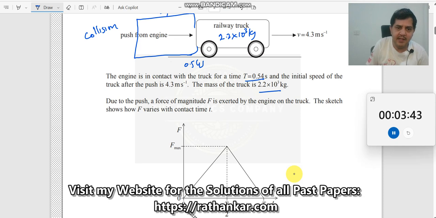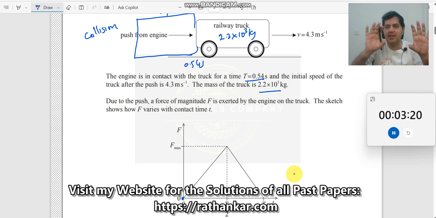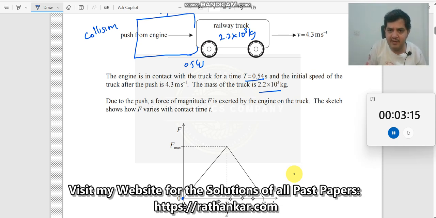Initially you see the force is 0, which means the engine was not in contact with the truck. The moment the engine got in contact with the truck, the force started to increase, because as it comes and collides, it keeps on increasing, and thus the object starts moving. It went to a maximum, and after that the force started reducing and became 0. When the force becomes 0, that means the truck and the engine are no more in contact with each other. That's what it tells you. It has taken a time t. Can we identify where this time t is? Time t is from here. This value is 0.54 seconds. The rest is not known over here.